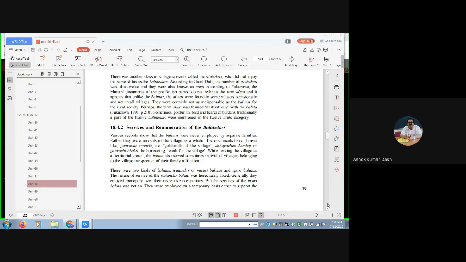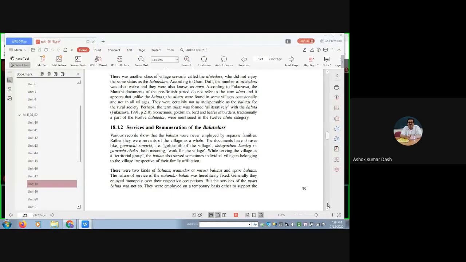Clearly, it has been mentioned that there were two kinds of Balutas, Vattandar and Mirasi Balutas and Upari Balutas. The nature of service of Vattandar Baluta was hereditary, fixed. Generally, they enjoyed monopoly over their respective occupation, but the services of Upari Balutas was not. I have already told you, when I was discussing the landed stratigraphy of different land and social structure, there was Mirasdar, there was Uparidar, and there was also Vatandar. Vatan is some sort of privilege given to some people, enjoyed by some people in the village as a right, as a gift from the master or from the royal rulers, and that gift is generally enjoyed on a hereditary basis. Therefore, it is always fixed.